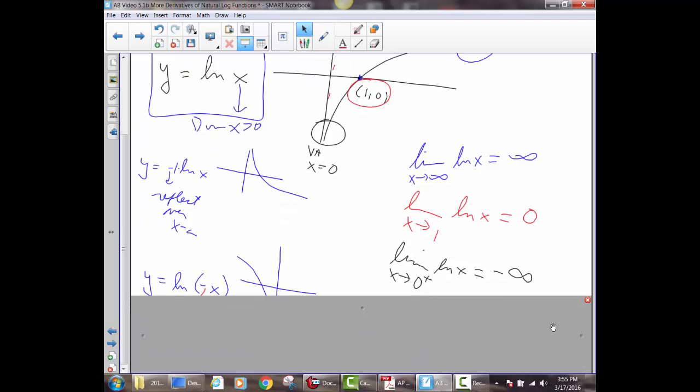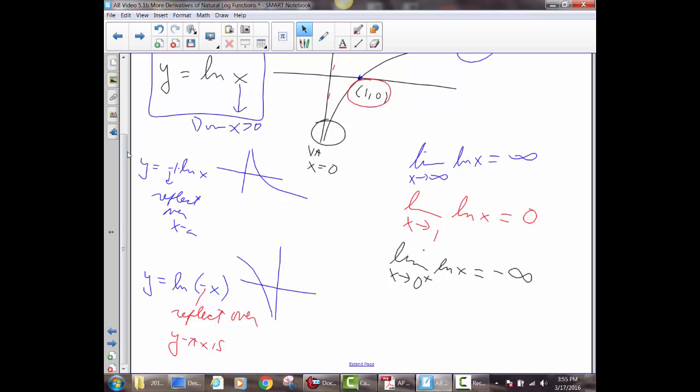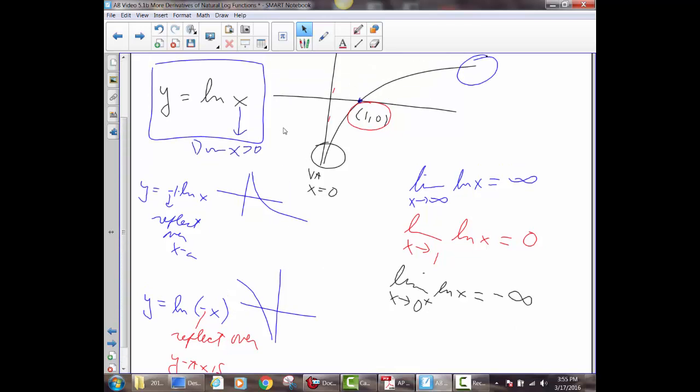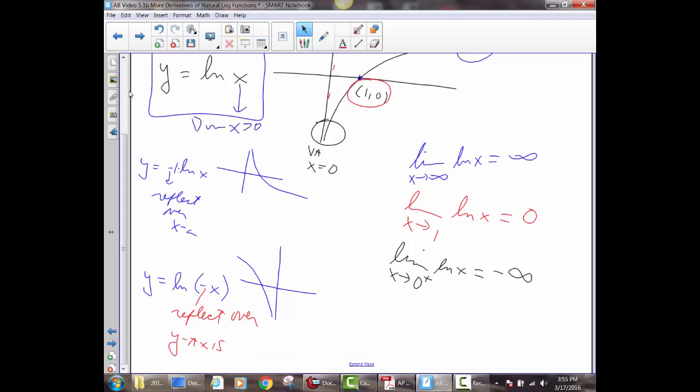Okay, what else could they do to mess with the graph? They could, instead of having the negative on the outside where they flip the graph over the x-axis, have it on the inside, which flips it over the y-axis. So if I took this graph, if I folded it along the y-axis, I would end up with this, which is exactly what that picture is.